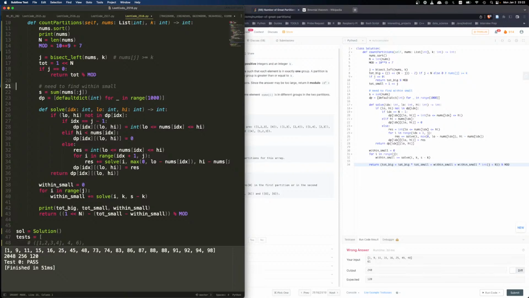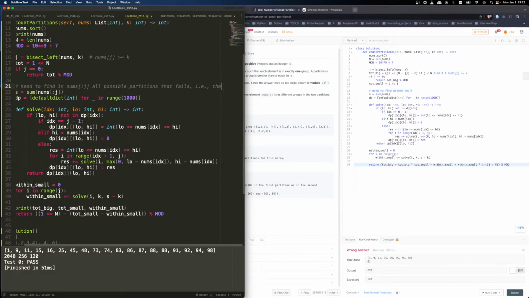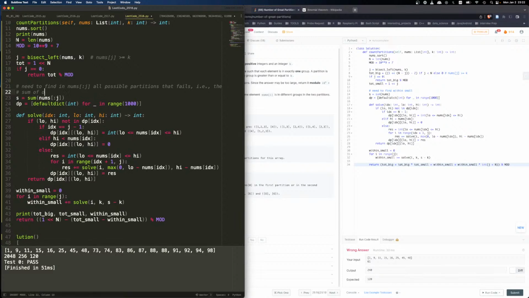This makes sense. And to find in nums to j all possible partitions that fails, right? That's one that fails. That is the sum of a partition is smaller than k. Okay, so we just need to know how many of those are smaller.